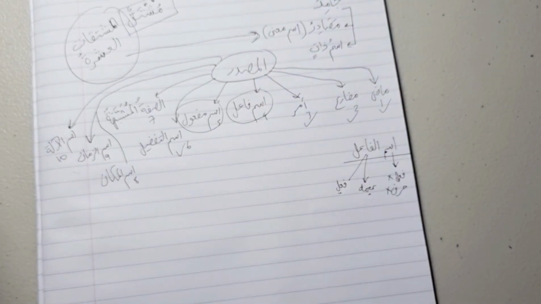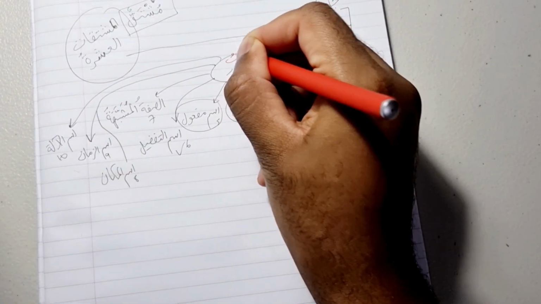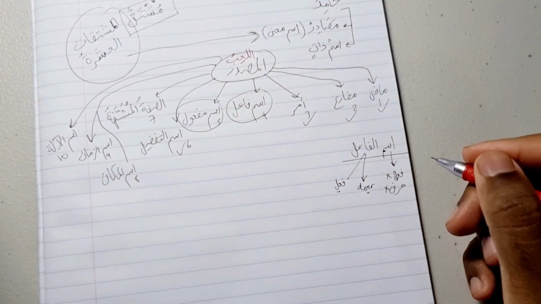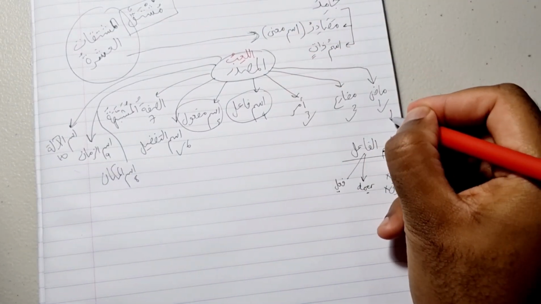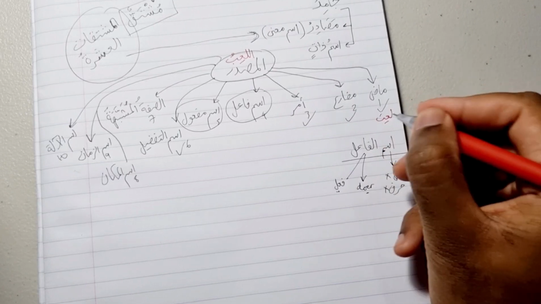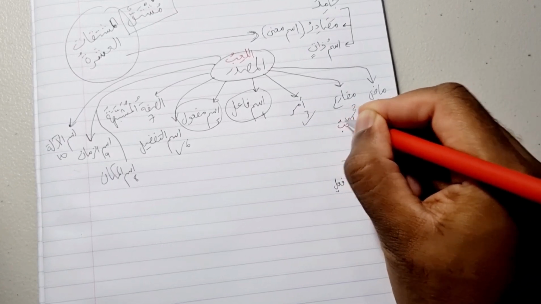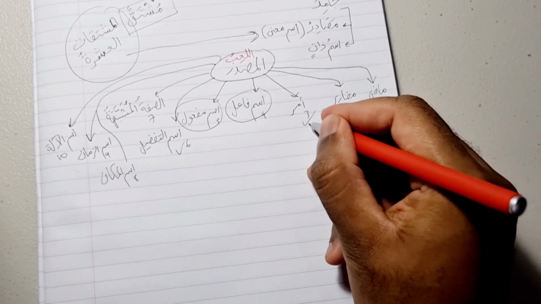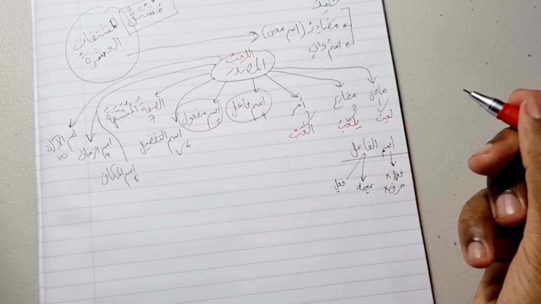Let me use a different pen. So the mastar is al-la'ib. Al-la'ibu means to play, playing. Okay. From al-la'ib we have la'iba, the madi. From this we extract the mudari, yal'abu. From this we extract the amr, il'ab. So that's the madi, that's the mudari, that's the amr.